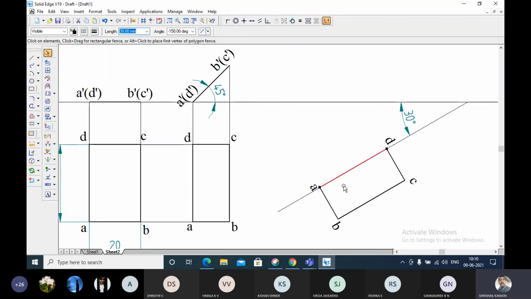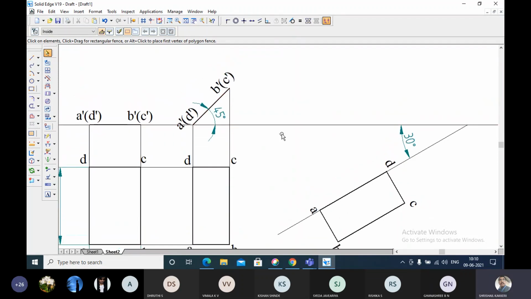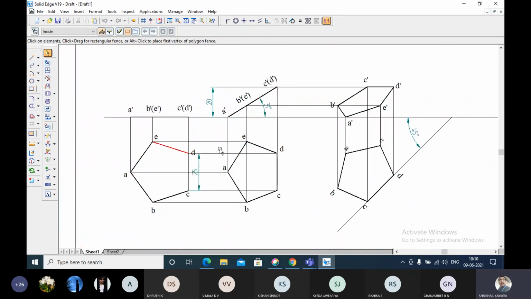Sir, is it only for this problem, or in every problem it's the same way? Like, whichever side is inclined, that side should be resting. Yes, in all the problems I have taken it like this only, and you can see here. I'll read this problem.